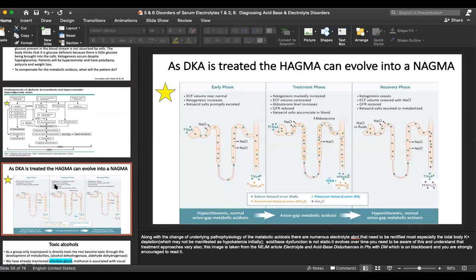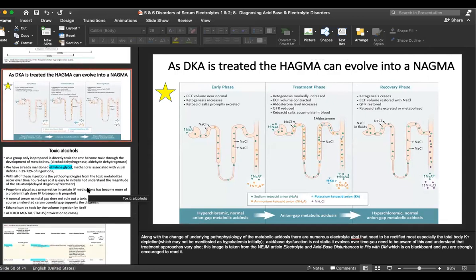When we treat DKA, we're giving them fluids. As we give them fluids, our chloride is going to increase. Remember, it had been displaced before, and we're not going to have ketones as much anymore. It's going to evolve into the NAGMA. So he could ask you, once it's treated, what is it? And it's NAGMA.